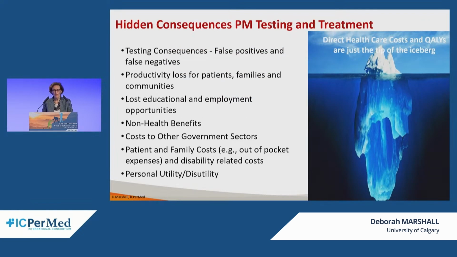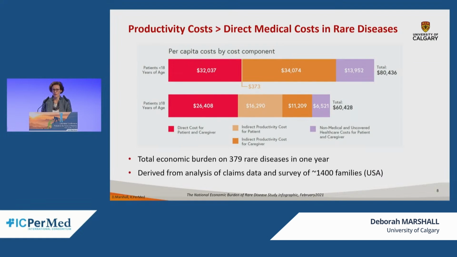So there are a lot of hidden consequences of precision medicine around testing and treatment. This is the classic iceberg where you see the direct healthcare costs typically in reports and economic evaluations, but there's a lot underneath the water that we can't see. So things that we think about as sort of hidden consequences. And there's a whole list there, but as I said, I'm going to focus on a subset of this for this presentation given the limited time.